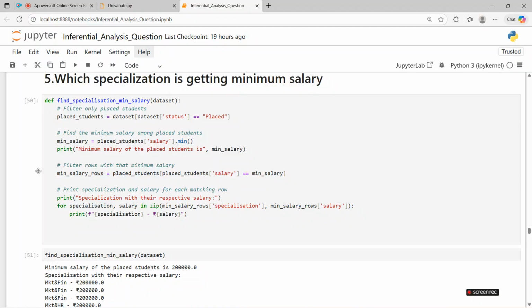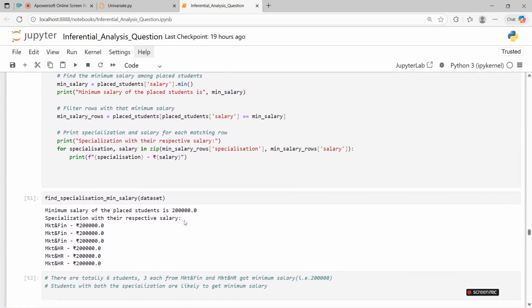Once we have the min salary rows, we are taking the specialization and salary from those rows and printing them here. As we need to find the specialization which is getting minimum salary, we are taking only the specialization and salary value from the min salary rows using a for loop and printing it out here. So we are running the function by passing the data set.